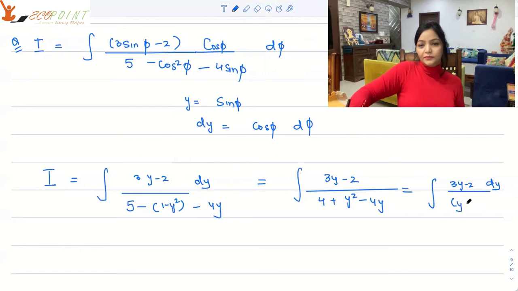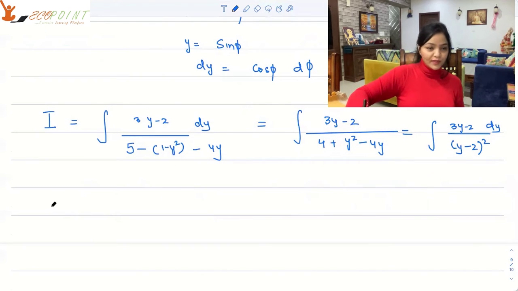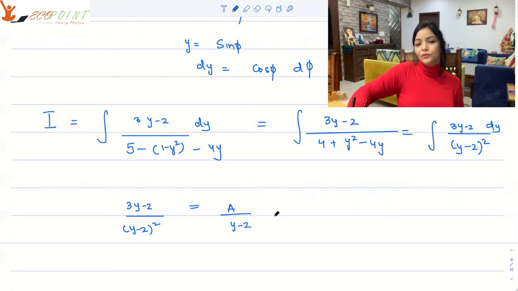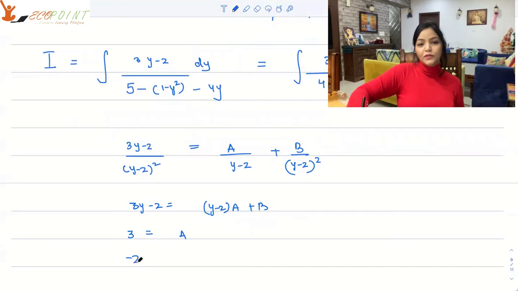In other words, that would actually be the integral of (3y minus 2) dy upon (y minus 2) whole square, which now using partial fractions I can write as A upon y minus 2 plus B upon (y minus 2) whole square. Let's find A and B. So 3y minus 2 is equal to (y minus 2) times A plus B. Comparing the coefficients, I get that 3 is equal to A and minus 2 is equal to minus 2A plus B. So that implies B is equal to 4.